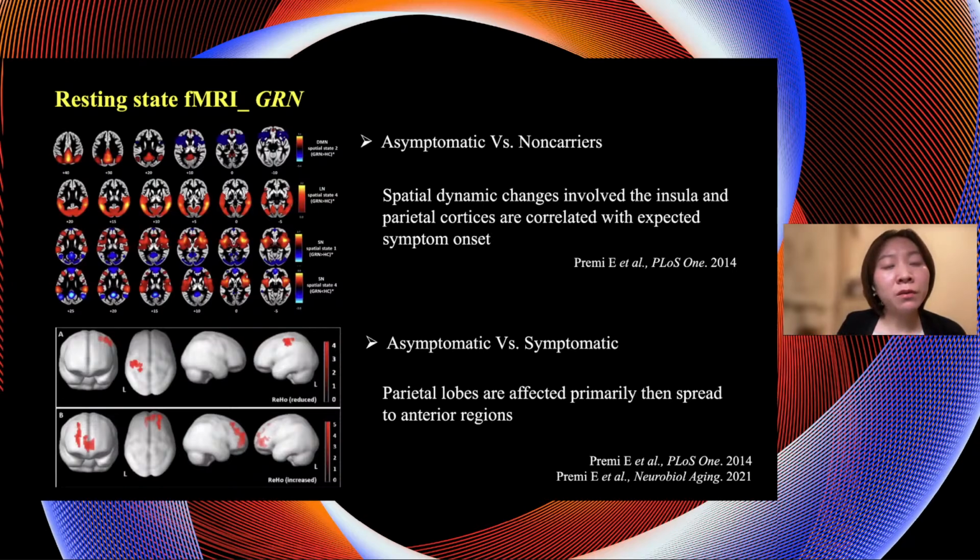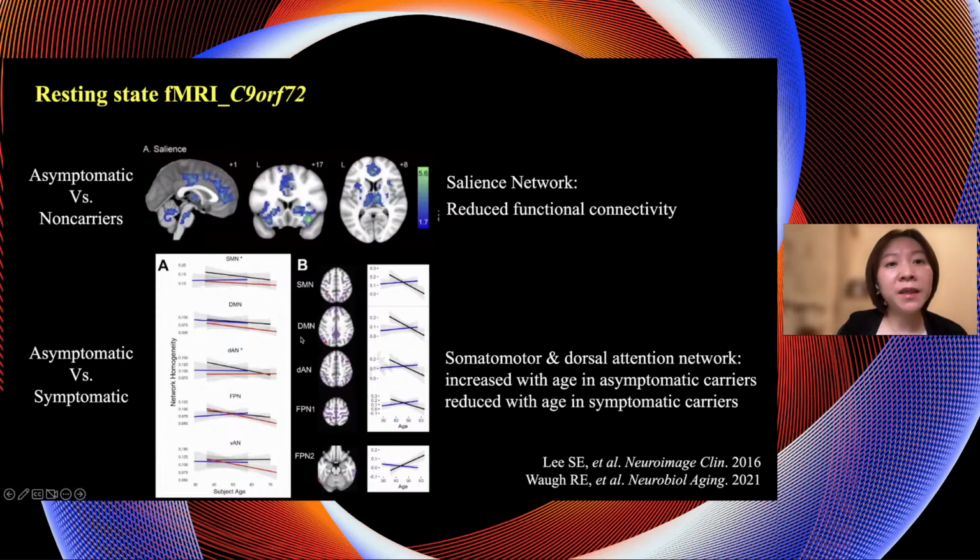As the granular mutation carriers also show resting state connectivities, we saw also asymmetric patterns in the parietal lobes, even in the asymptomatic ones. For the C9, there are more recent resting-state fMRI studies. It shows the salience network with reduced functional connectivity. Instead of the MAPT mutation carriers, we saw the default network.